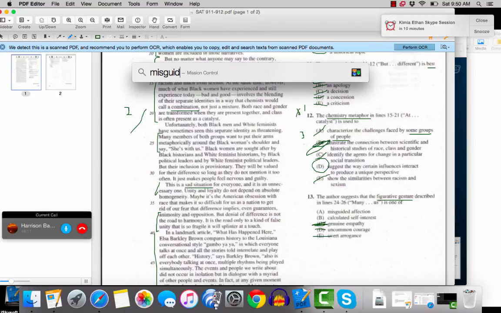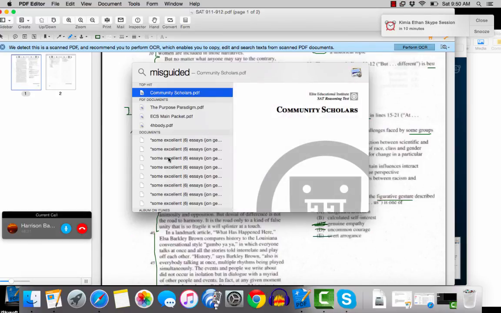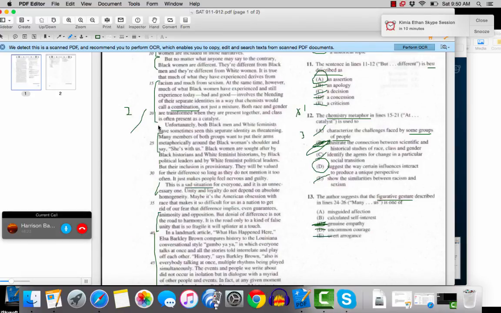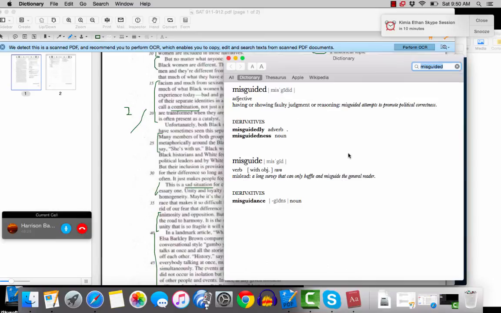I'm going to give us a quick definition for misguided. I'm just going to use my Mac dictionary. Obviously, you won't be able to do that in the test, but let me give it to them. So misguided means having or showing faulty judgment or reasoning. So I think this is so far the closest two answers we've had.